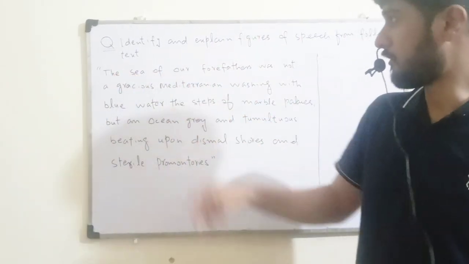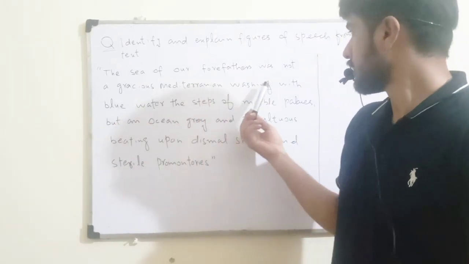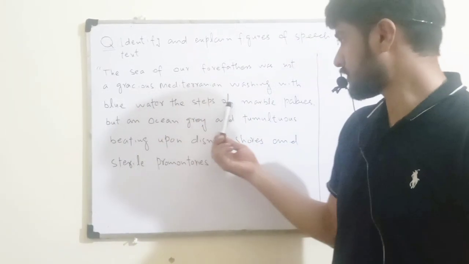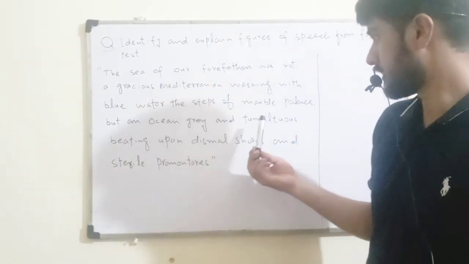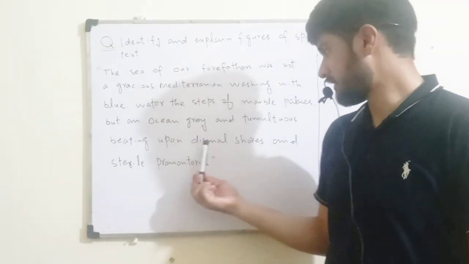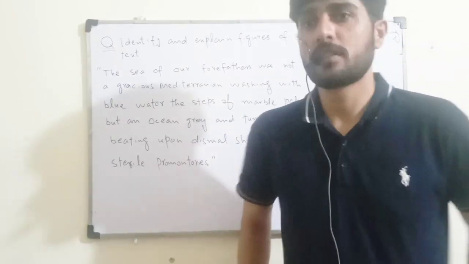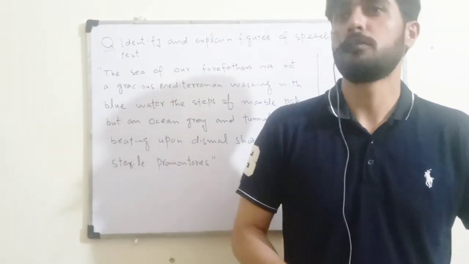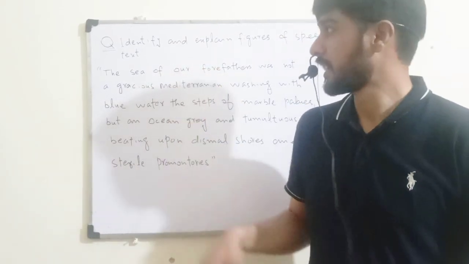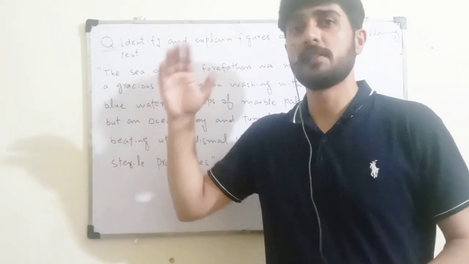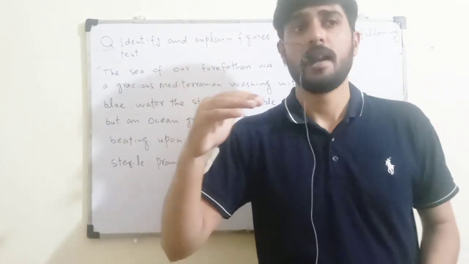The sea of our forefathers was not a gracious Mediterranean, washing with blue water the steps of marble palaces, but an ocean grey and tumultuous, beating upon dismal shores and sterile promontories. This is the text you can see in front of your screen. Now I move towards the figures of speech. That is our topic, and we will identify the figures of speech mentioned here.